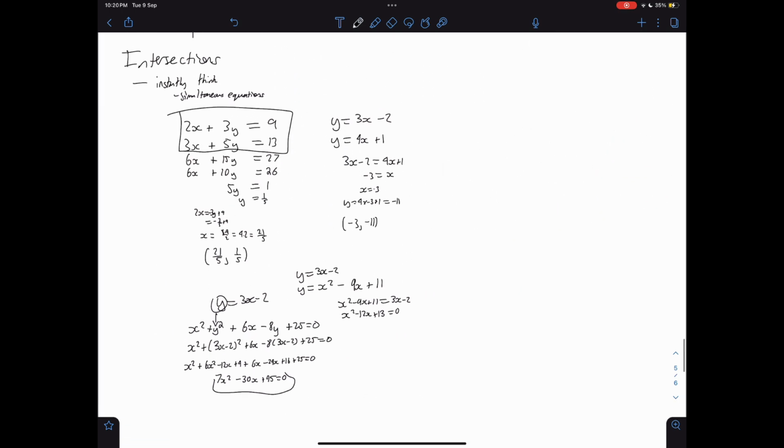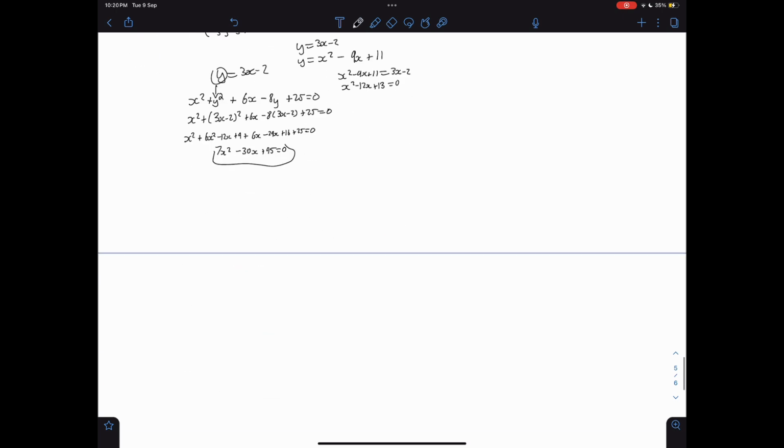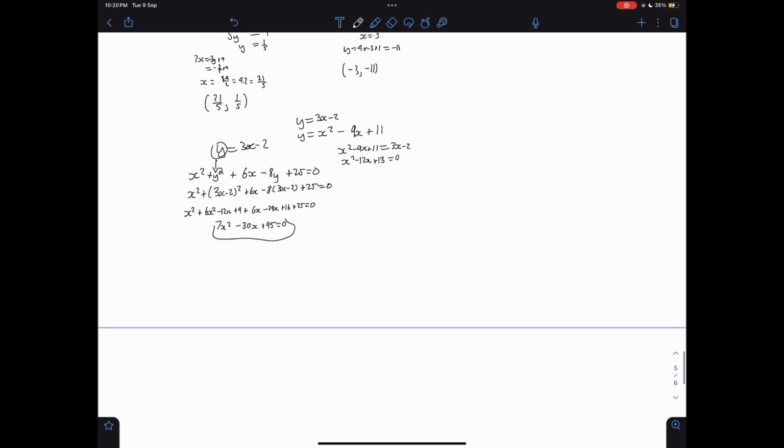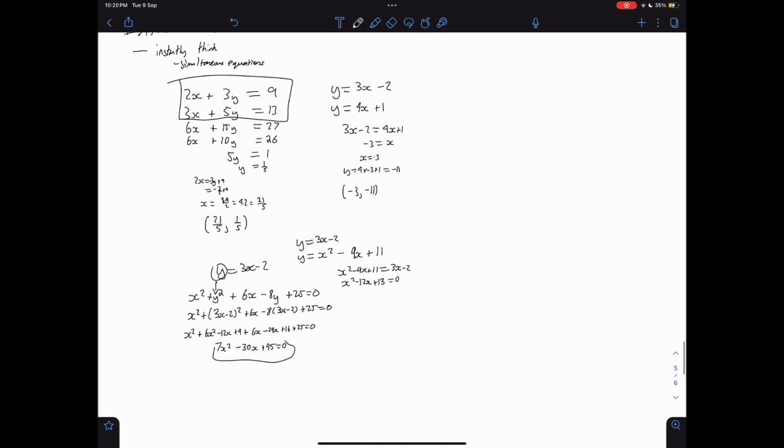Now, the next thing we will talk about will be in the next video, and that's to do with parallel and perpendicular lines.